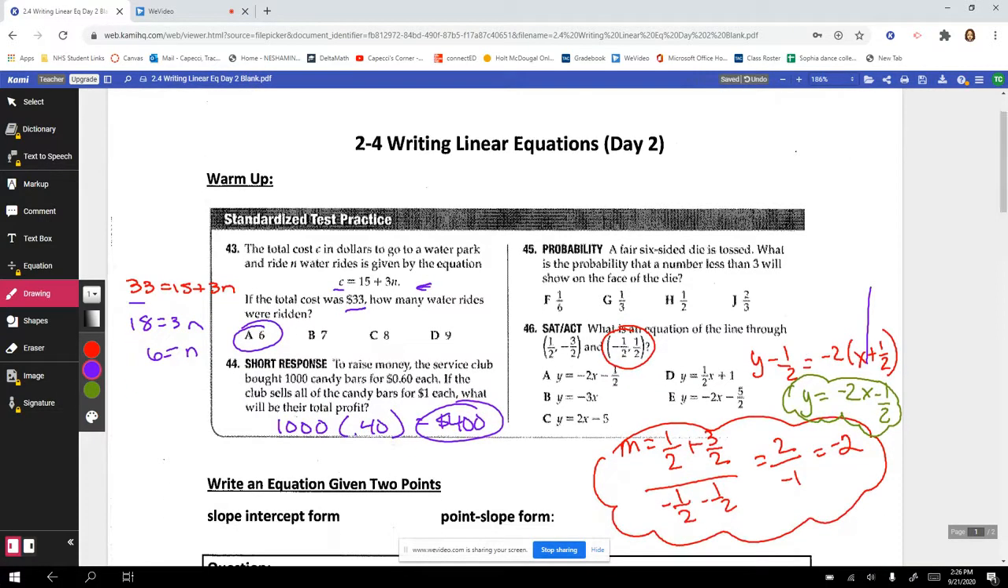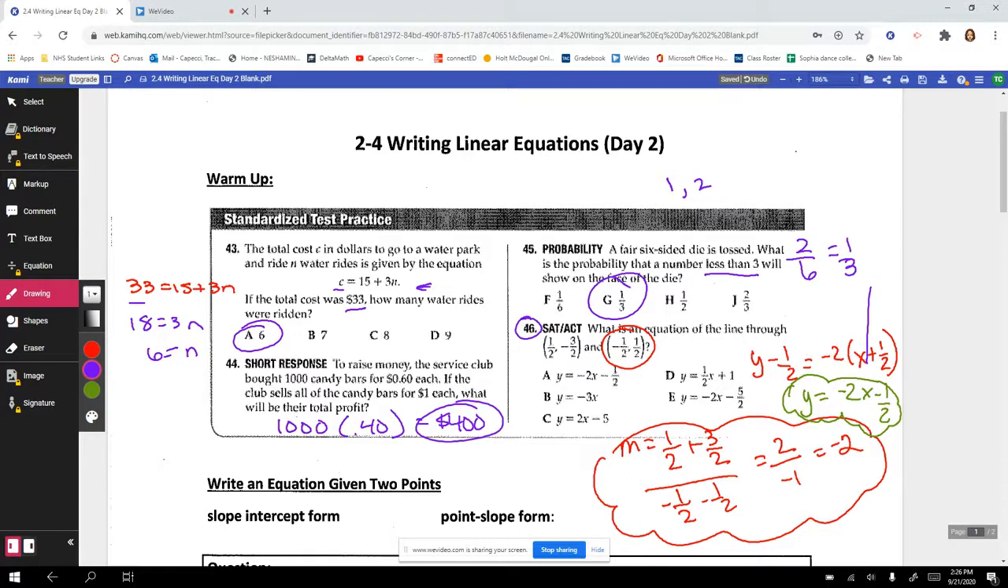Number 45, probability is always a good one. A fair 6-sided die is tossed. What is the probability that a number less than 3 will show on the face of the die? Well, less than 3 is only 1 and 2. That's it. So it's 2 options over 6, which simplifies to 1/3. So it's letter G.